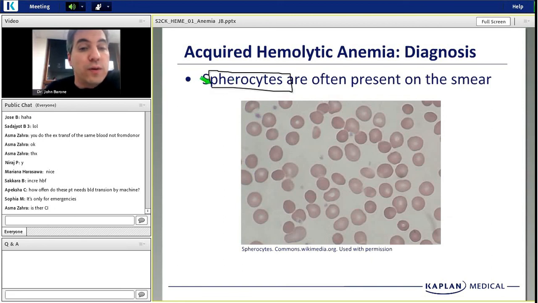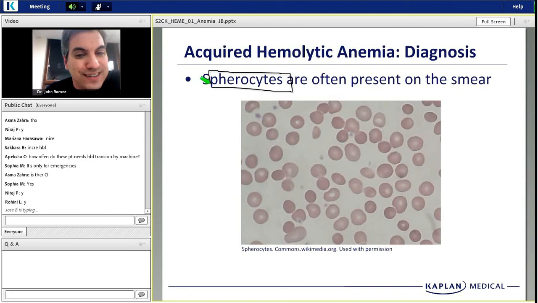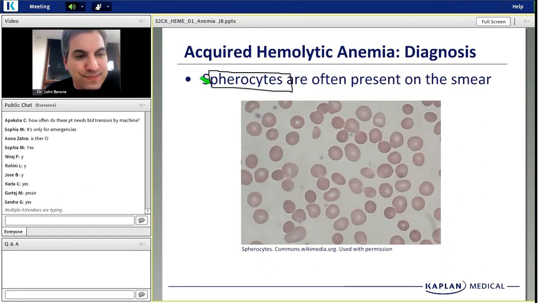clue here will be spherocytes. See the spherocytes? Do you really see them or not? Students say, oh yeah, I see them. But where are they? Do you see them? Okay, take a look.